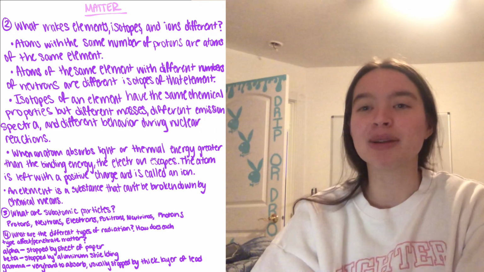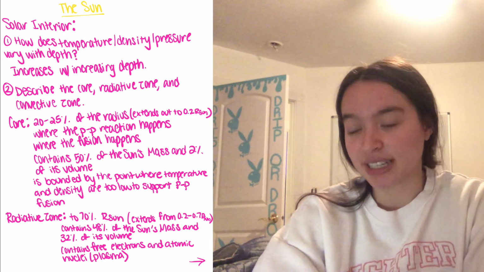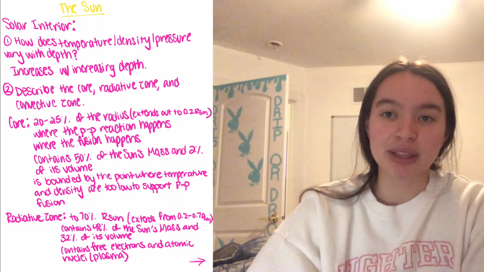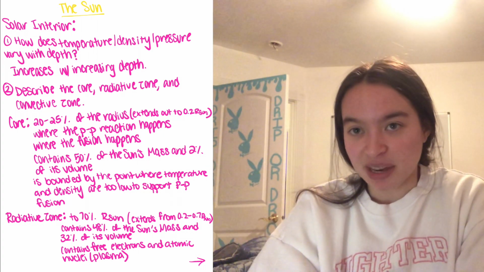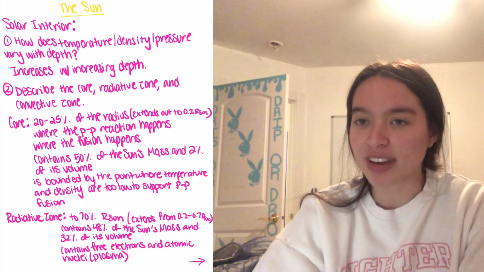Next, we're going to get into the sun, and the first subtopic is solar interior. The first question is, how does temperature, density, and pressure vary with depth? Basically, it increases with increasing depth. Next question, describe the core, radiative zone, and convective zone.